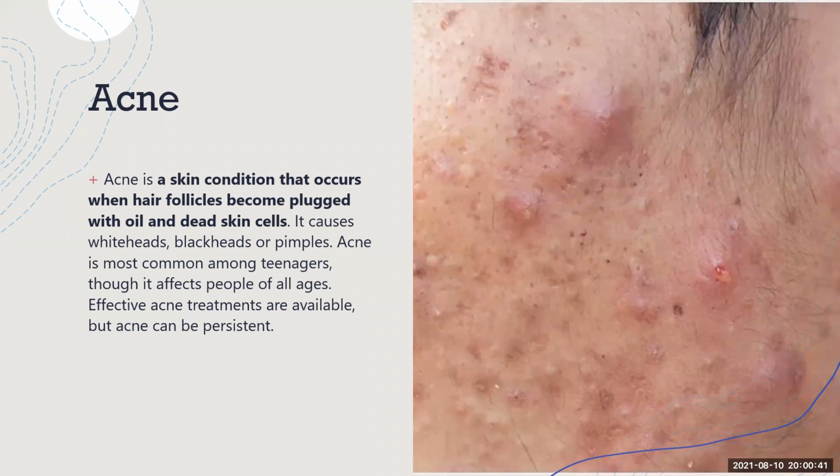So mostly those men and women who have oily skin can present with these topped up lesions, these blackheads, whiteheads or pimples, as we can say in normal terms. In teenagers, they are very common, and we have to go for acne treatment. Of course, it's available, and mostly we have to give vitamin A supplements to these patients.